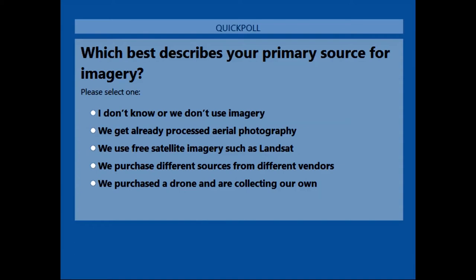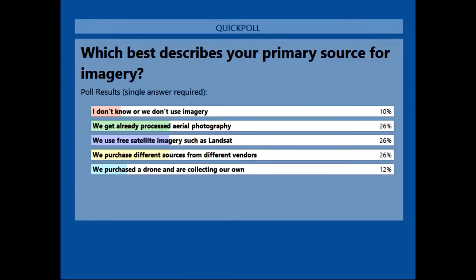So it looks like we're getting a good mix of different users. I was wondering where the drone values were going to come in. It looks like about 12% of you have actually purchased drones for your organization and have started collecting imagery. A lot of you are using some of the free satellite imagery that comes from Landsat and ESA's Sentinel-2 imagery. And it looks like some of you also purchase imagery, whether it comes from Digital Globe or Planet.